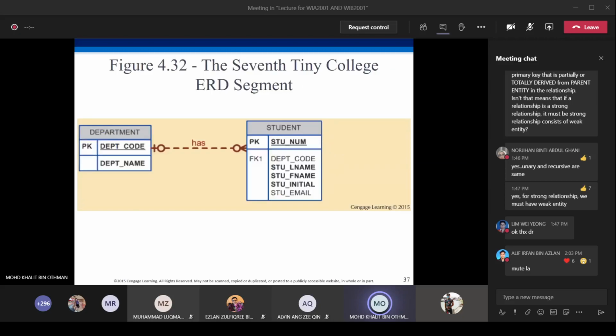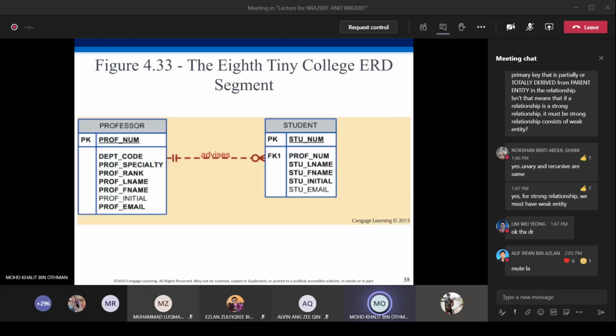And then this is the example for the 7th ERD segment of Tini College. Okay, still we have 2 entities and one relationship between department and student, and we have a one-to-many relationship here. And then this is the example of the 8th ERD segment of Tini College.